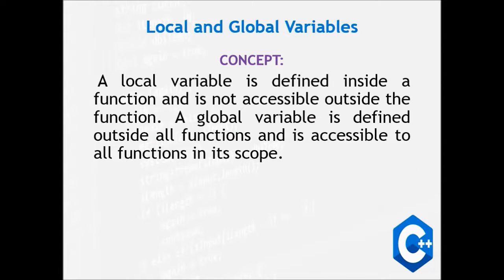So after scope, I come back to our variables, which are local variable and global variable. First one is local variable. A local variable is defined inside a function and is not accessible outside the function. On the other hand, a global variable is defined outside all functions and is accessible to all functions in its scope.